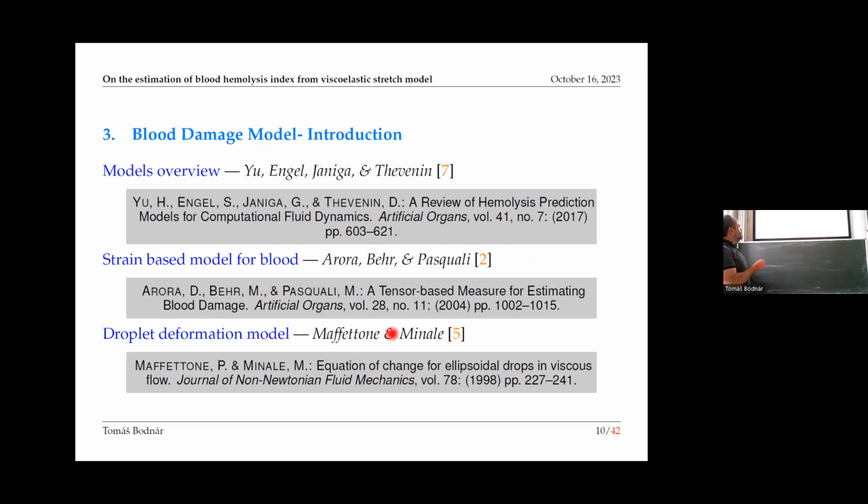In the second paper, you can find the tensor-based, which means the strain-based measure for estimation of blood damage. And this paper, in fact, is based on something even older, which was not about cells, red blood cells, but about droplets and their deformation. So, in fact, in this paper for the blood damage, they are using some analogy with the deformation of droplets in the fluid.